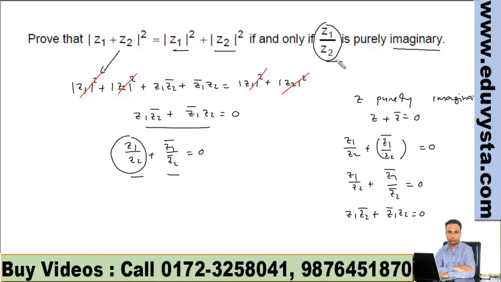Further, when this complex number is purely imaginary, then the argument of z1/z2 is either plus pi by 2 or minus pi by 2. That is, argument of z1 minus argument of z2 is equal to plus or minus pi by 2.